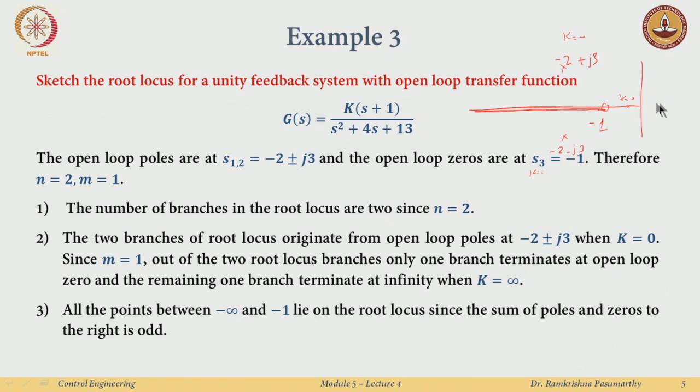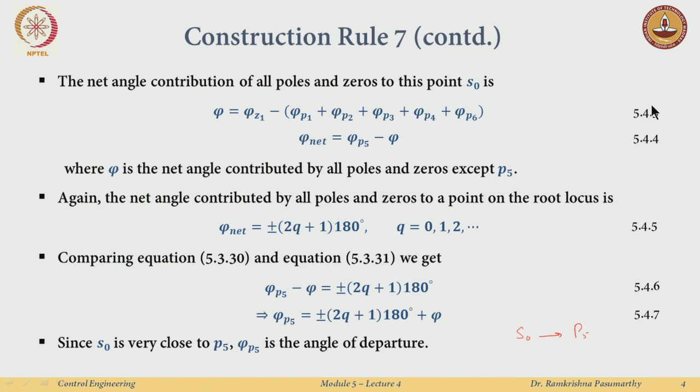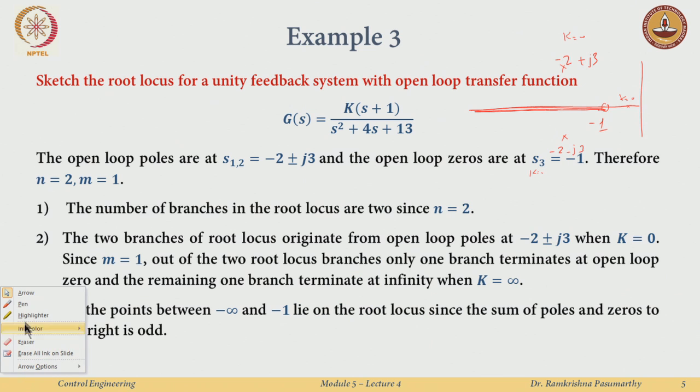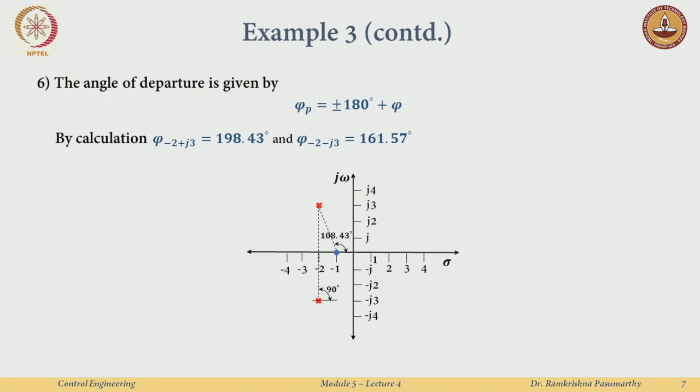Because I cannot be on any of this line, as there are no poles or zeros to the right of this. Okay, so I'm looking at minus 4.16. The real part here is minus 2, and this point is minus 4.16. Okay. So I just go now to compute the angle of departure from this side and from this side.